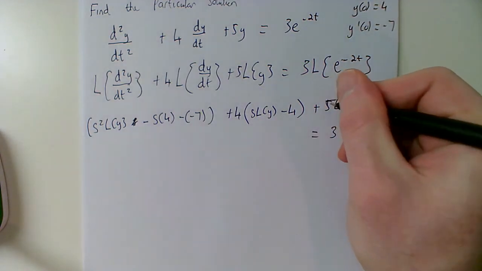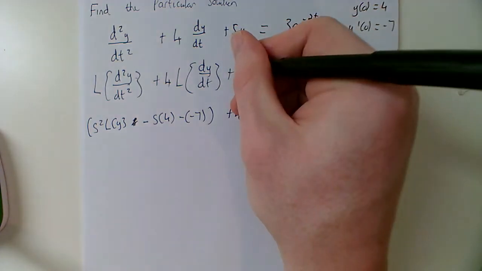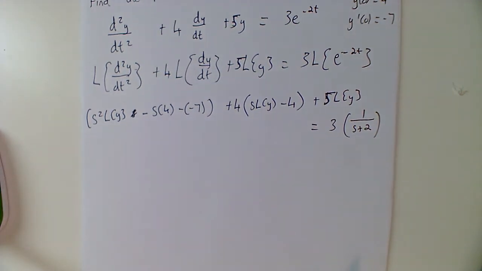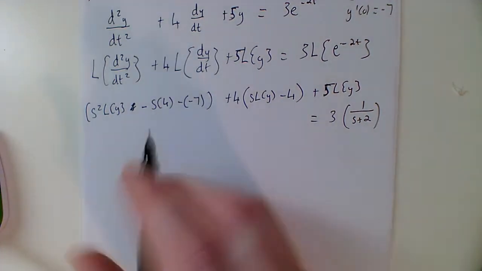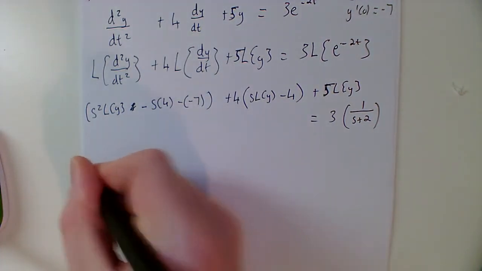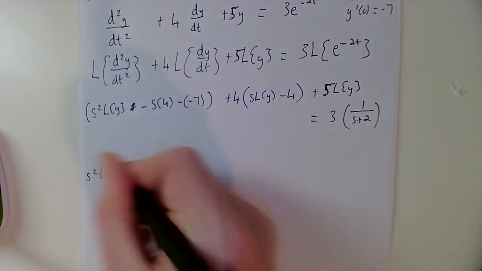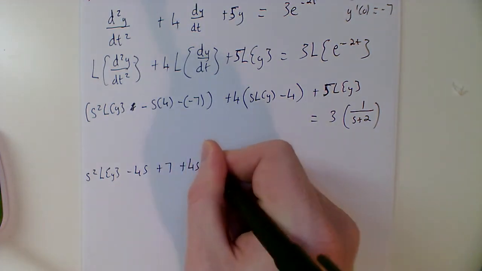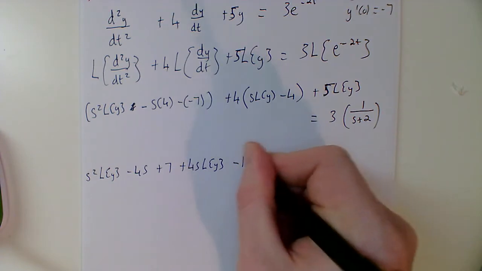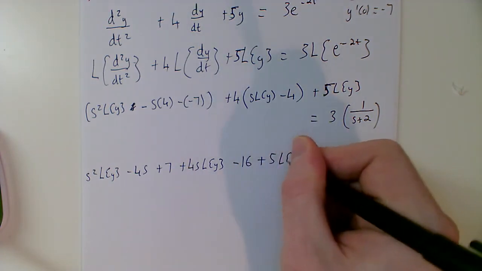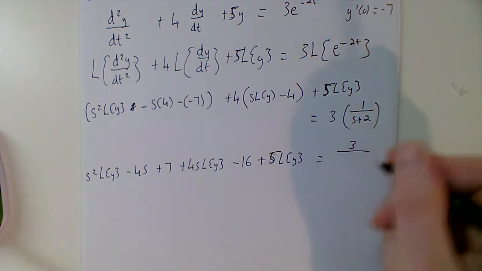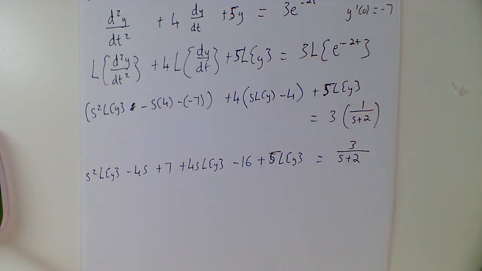from the Laplace transform table. So remember, try and make your 5s look different if you can. I just kind of go over them double and try and make them look a bit bigger. Right, so that's s squared LY, take away 4s plus 7 plus 4s LY, take away 16 plus 5 LY equals 3 over s plus 2.